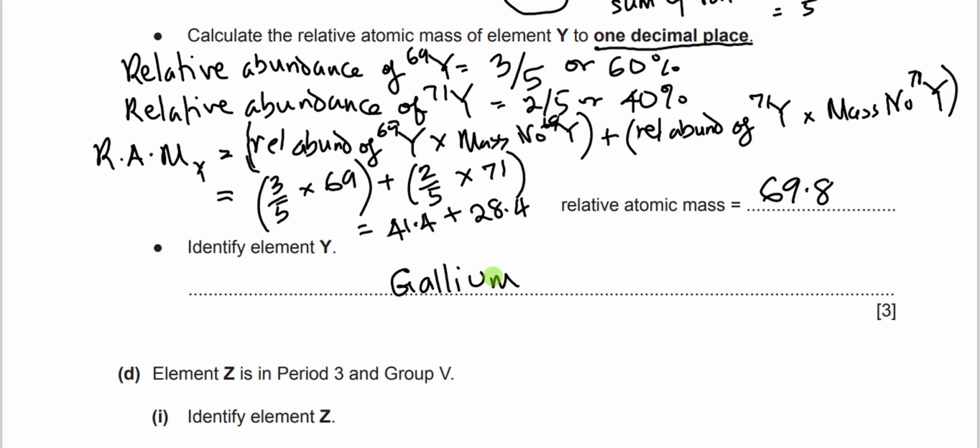Y is gallium. IGCSE always provides the periodic table for its candidates, so there's no need cramming anything, as every information you need is always given to you in the periodic table. So you need to know how to interpret the periodic table, and I've already explained how to know the nucleon number.